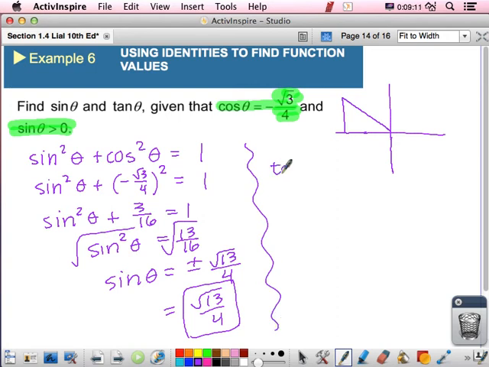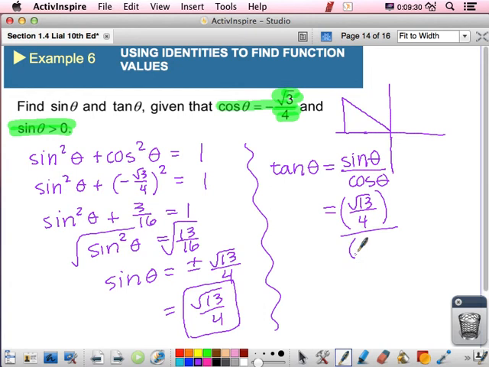If I want to find tangent, and I know sine and cosine, what does tangent have to equal? Sine divided by cosine. So in this case, that's my sine, square root of 13 divided by 4, and I need to divide that by cosine, negative square root of 3 over 4. When you divide fractions, remember that you flip the bottom and change it to multiplication. So we have square root of 13 over 4 times negative 4 over the square root of 3. The 4's cancel, and I have negative square root of 13 over square root of 3.